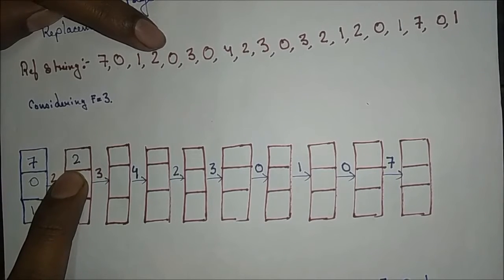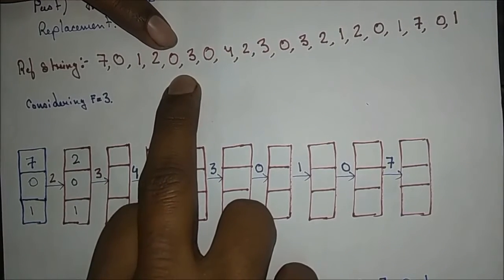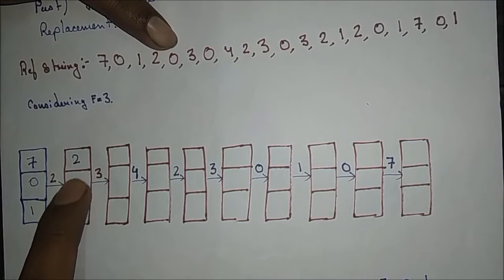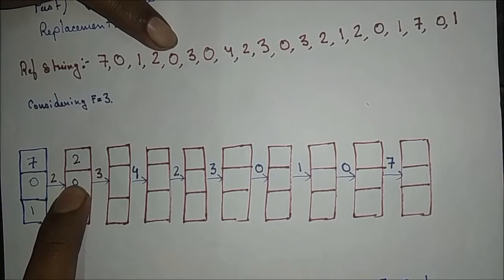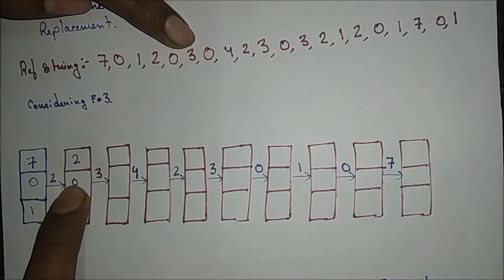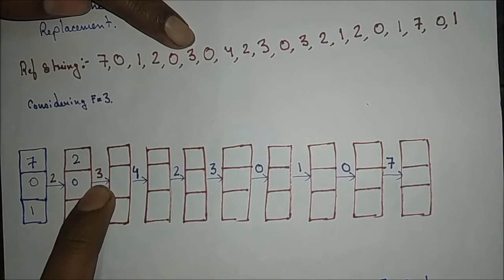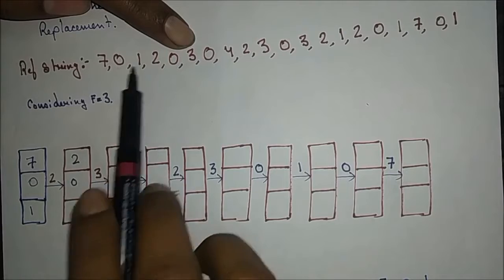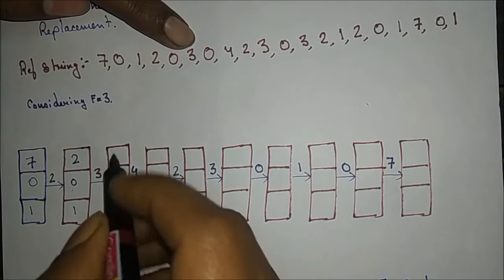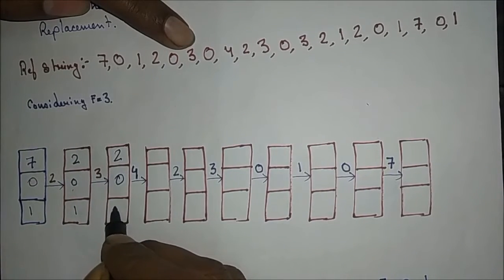Now the next is 0. 0 is already there in the frames, so we move to the next page, that is 3. Which page should be replaced? 0 and 2 are recently used, so we write 2, 0, and 1 should be replaced by 3.